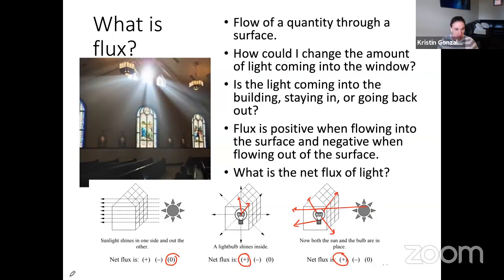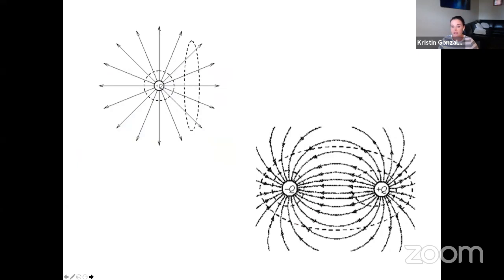Okay, so we can use that analogy now to talk about how we can use this for charges. So I have a couple of different surface areas here.